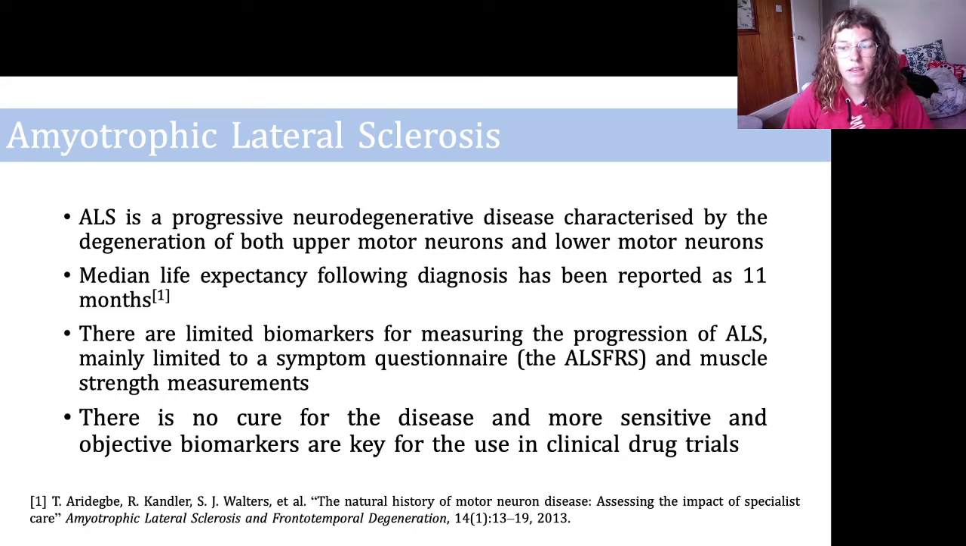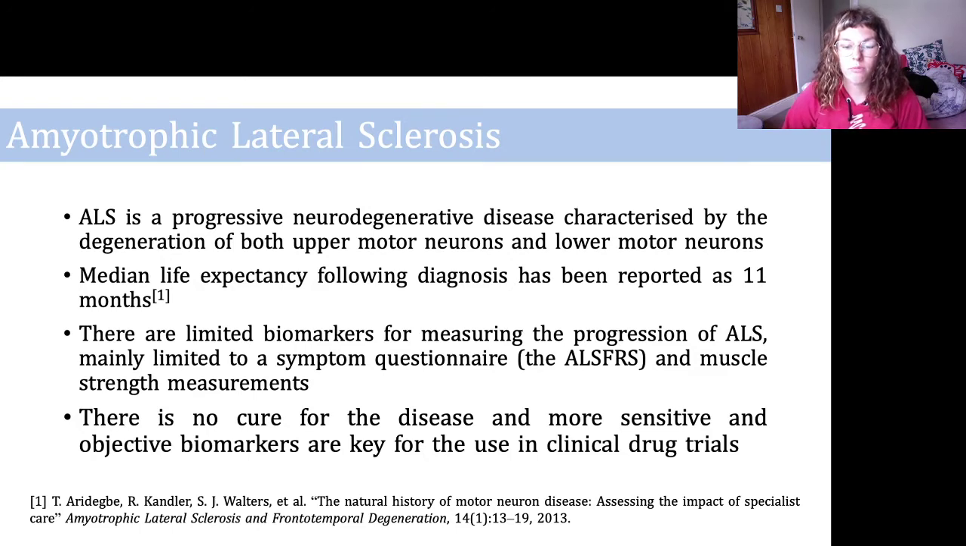or ALS. It's a progressive neurodegenerative disease which is characterised by the degeneration of both the upper motor neurons in the brain and the lower motor neurons which are in the spinal cord and extend to the muscle fibres. The disease is relentlessly progressive, with median life expectancy reported as less than a year from initial diagnosis, and we currently have a limited number of effective biomarkers for measuring the progression of ALS.